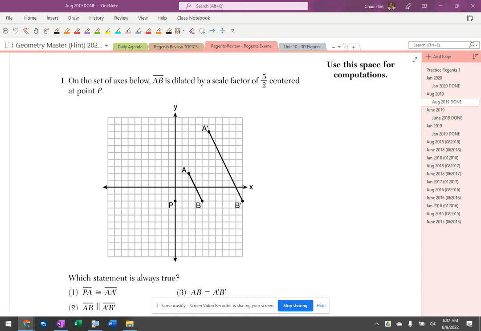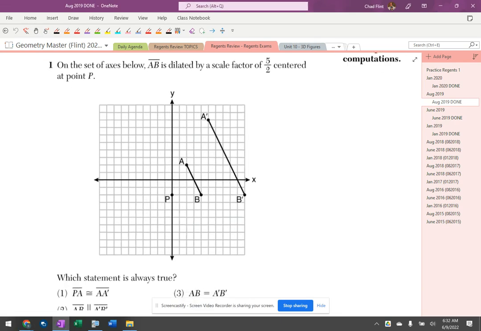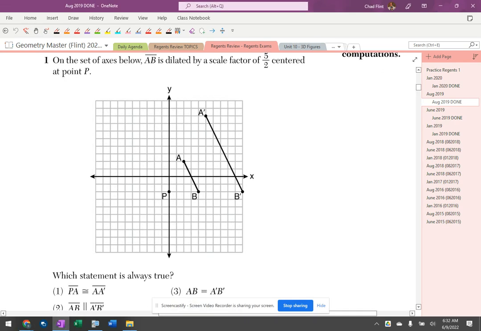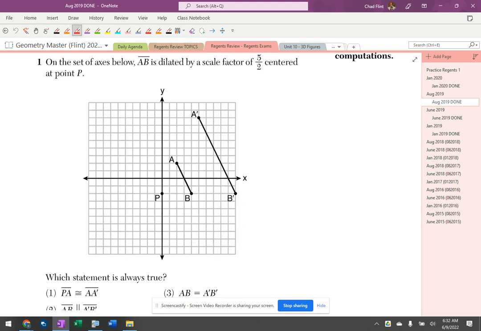All right, so we've got one of these dilations where it's not centered at the origin, and we have to remember that what that means is that we're taking the distance away from the center point and multiplying it by the scale factor, meaning that whatever this distance is right here, so that distance is going to be multiplied by 5/2 to get this distance. And you don't have to do the diagonal distance. You can do the rise and the run and multiply the rise and the run both by 5/2.